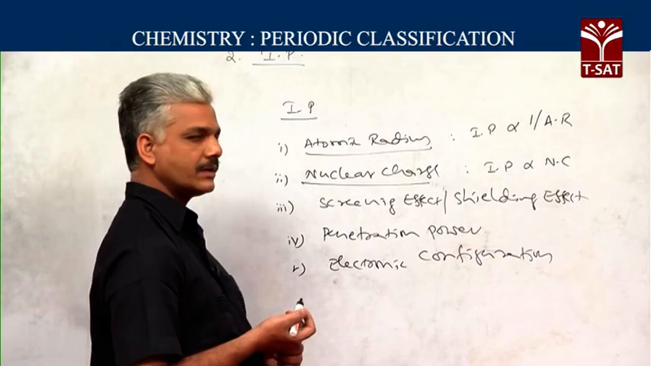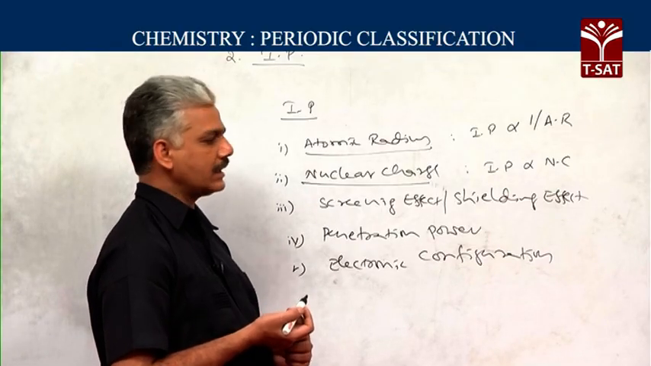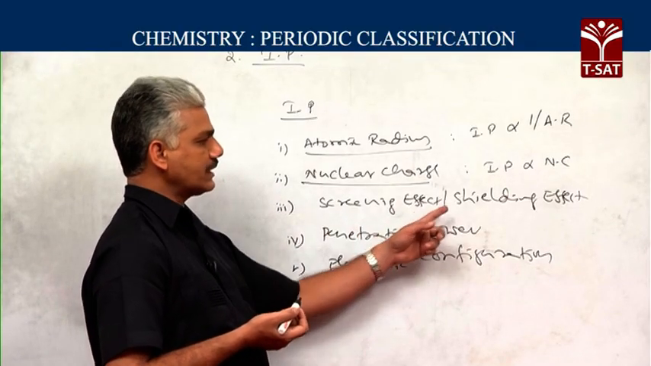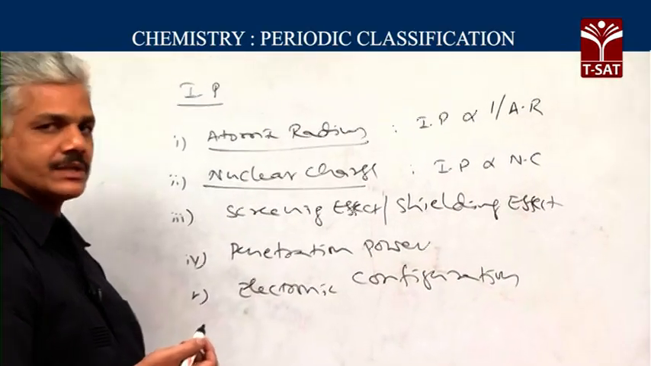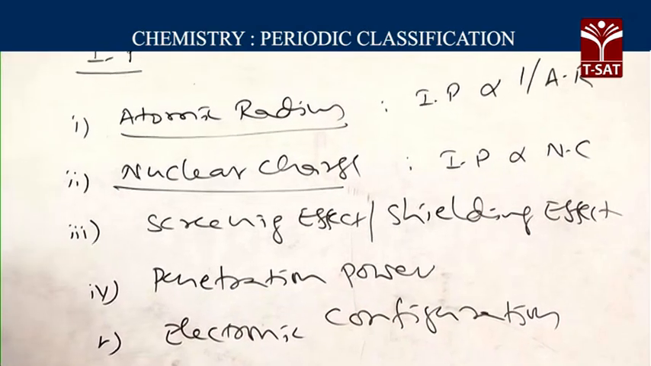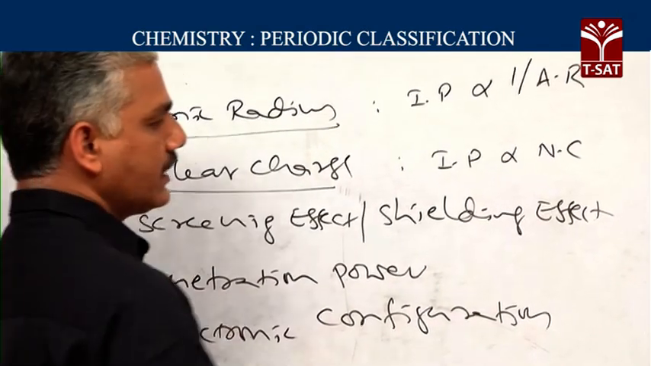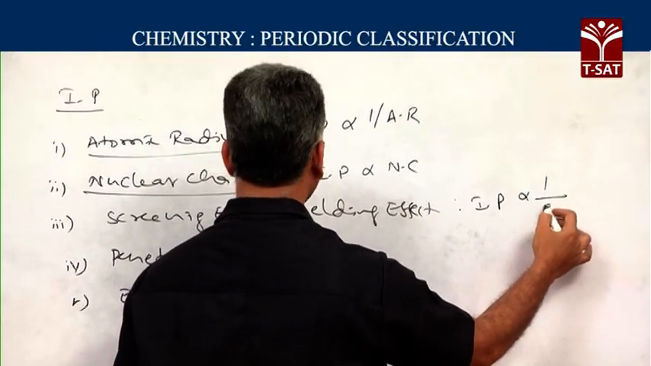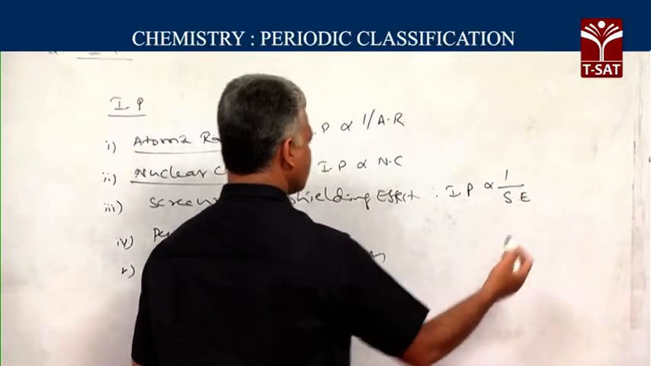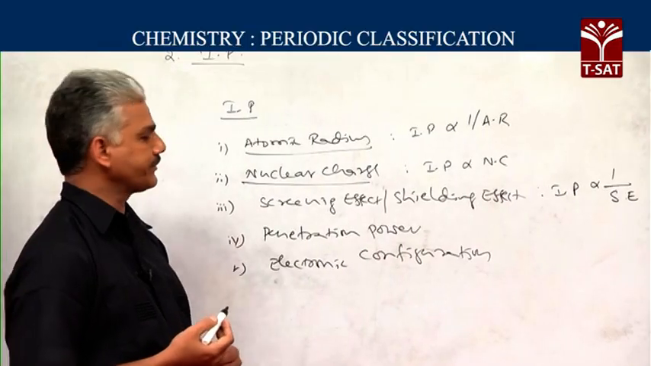With increase in the number of inner orbits and inner electrons, magnitude of screening effect or shielding effect increases and proportionately ionization potential value decreases. So, we can say ionization potential is inversely proportional to shielding effect or screening effect.